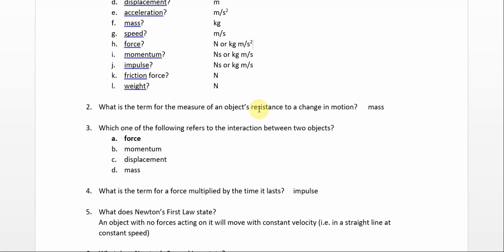What is the term for the measure of an object's resistance to a change in motion? That is mass. The more mass you have, the more resistant you are to a change in motion because of a force. Which one of the following refers to the interaction between two objects? That is a force. That is a quantification of the interaction between two objects. What is the term for a force multiplied by the time that it lasts? That's an impulse.